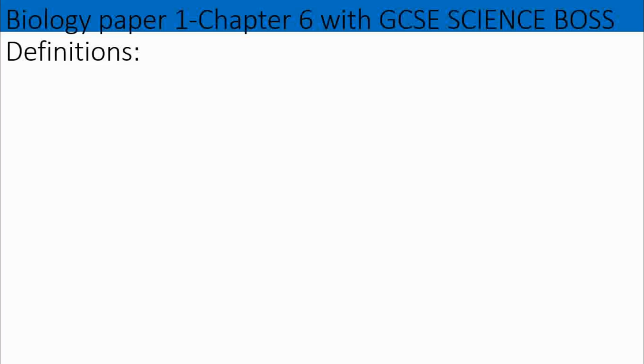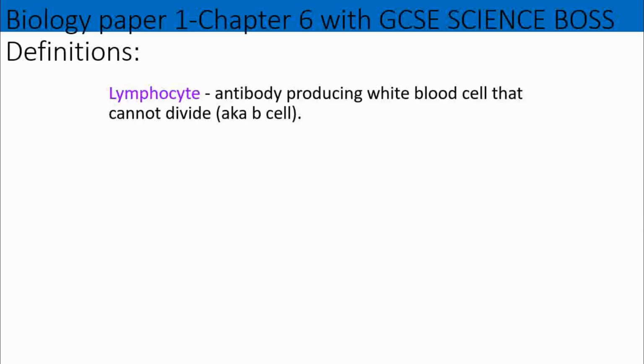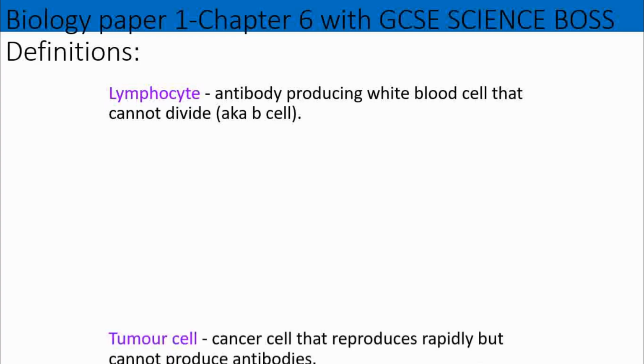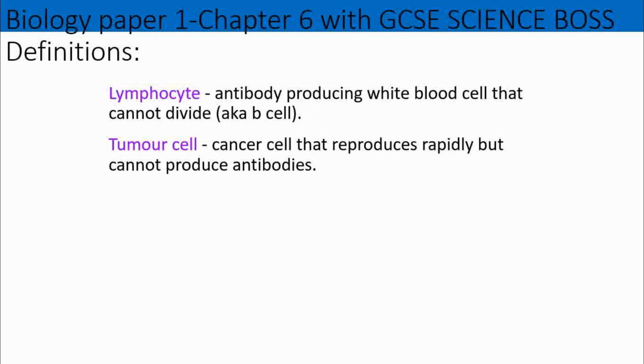Okay, so before we have a look at monoclonal antibodies, there are some key terms that you need to know. Firstly, what's a lymphocyte? A lymphocyte is an antibody producing white blood cell. So it's a white blood cell which makes an antibody, but that white blood cell cannot divide. Then you have a tumor cell, and a tumor cell is just a cancer cell which rapidly divides by mitosis.